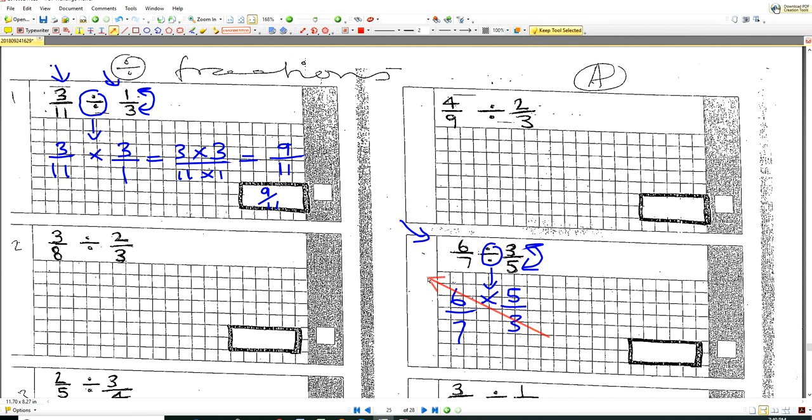But if you cancel this diagonal, that's very good. So let's have a look. Let's cancel that diagonal now. So we have 6 and 3. The highest common factor of 6 and 3 is 3. So 3 divided by 3 is 1. 6 divided by 3 is 2.